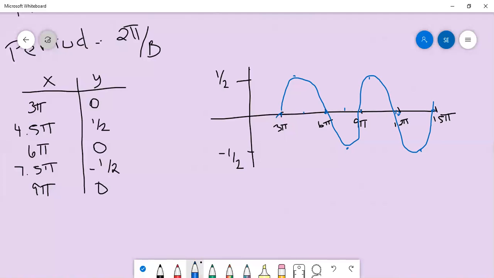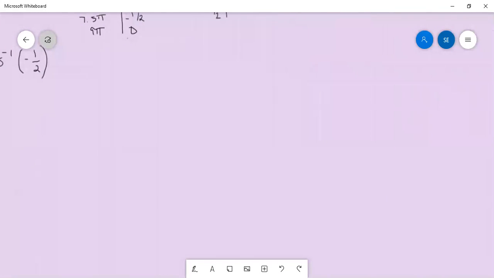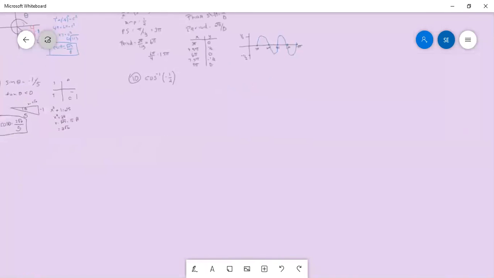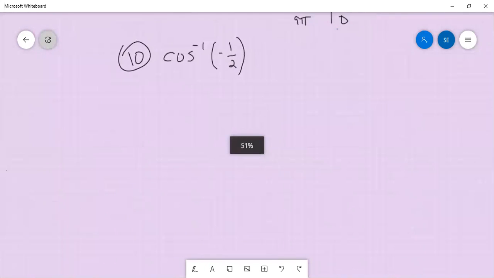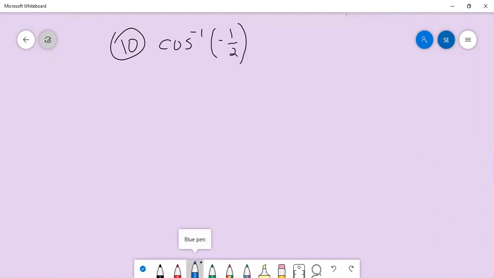Okay, let me just see. We have time to squeeze this very last one in. 10. Okay, so we have the inverse cosine of -1/2. What we're really trying to do is find an angle. We want to know what angle has a cosine equal to -1/2.